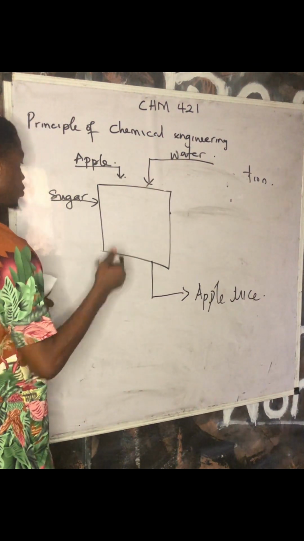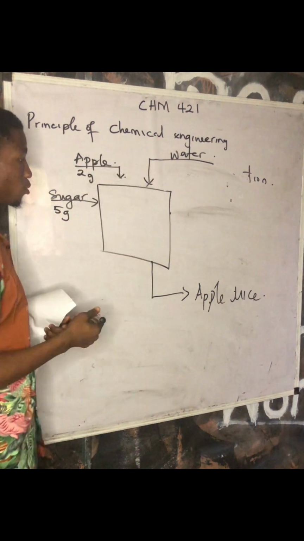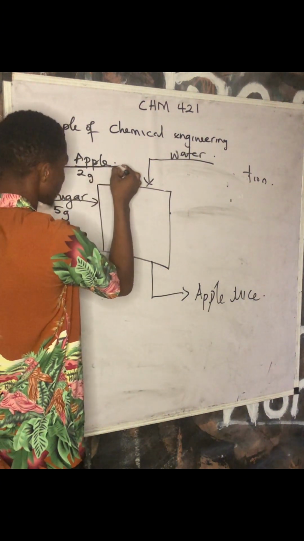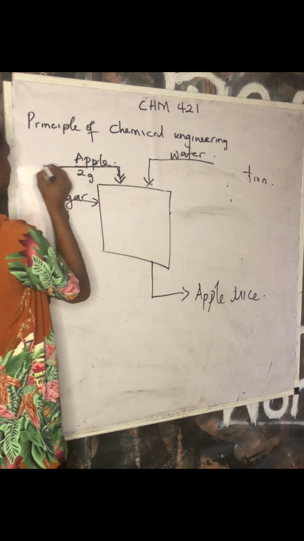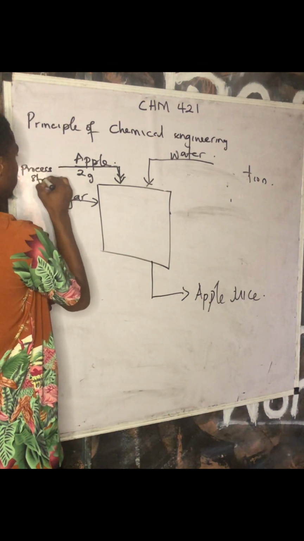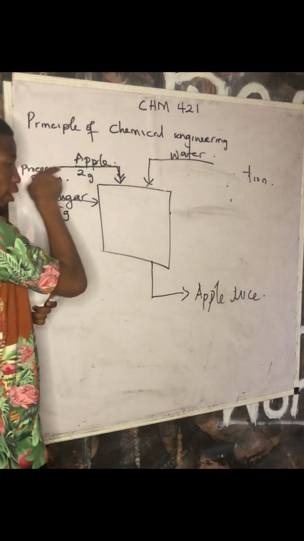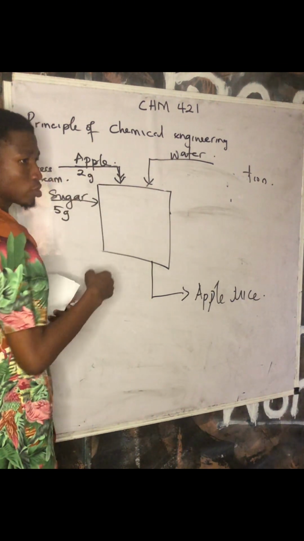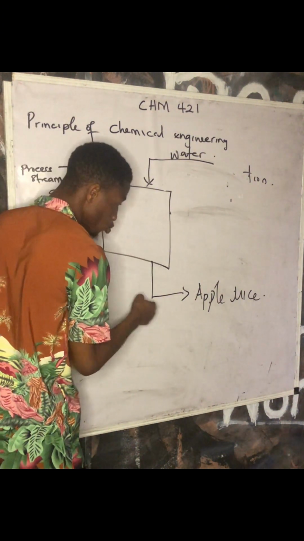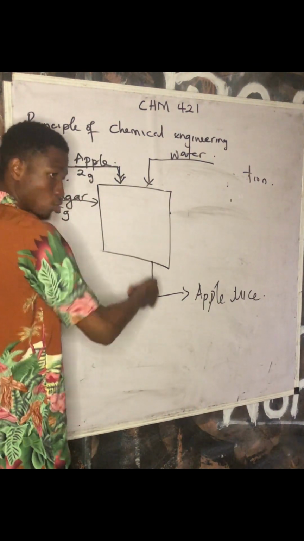Then later, you're not going to start dealing with how many. Maybe you put in 5 grams of this or 2 grams of this. That one will come in later. But for now, this place that apple is passing to enter is considered a process stream. This place that the apple juice will come out from is also a process stream. It's a stream because it is coming out.